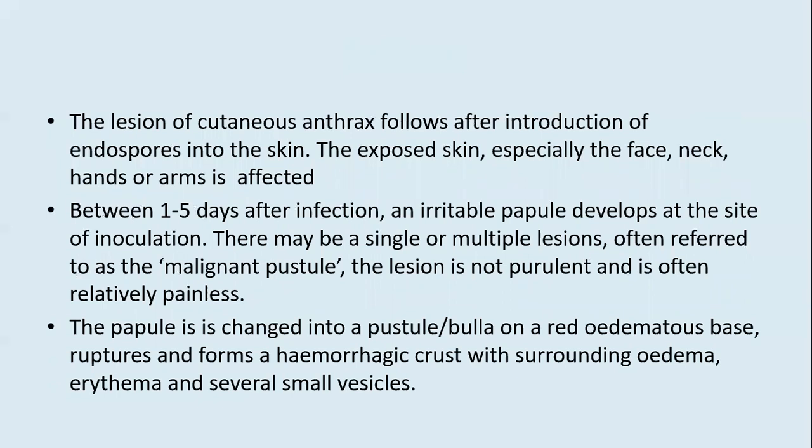The lesions of cutaneous anthrax follow inoculation of endospores into the skin. The exposed skin, particularly of the face, neck, hands, and arms, is affected. Between 1 to 5 days of infection, an irritable papule develops at the site of inoculation. It may be single or multiple and is often referred to as a malignant pustule. The lesion is not purulent and is often painless. The papule changes into a pustule or a bulla on a red edematous base and ruptures to form a hemorrhagic crust with surrounding edema, erythema, and several small vesicles.